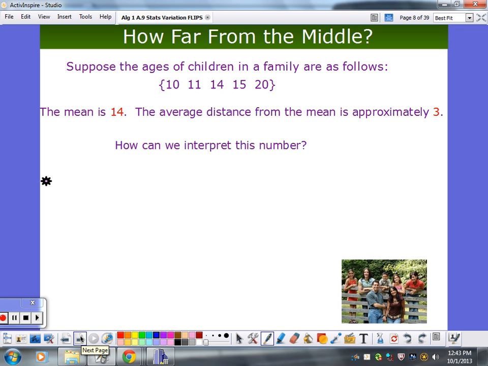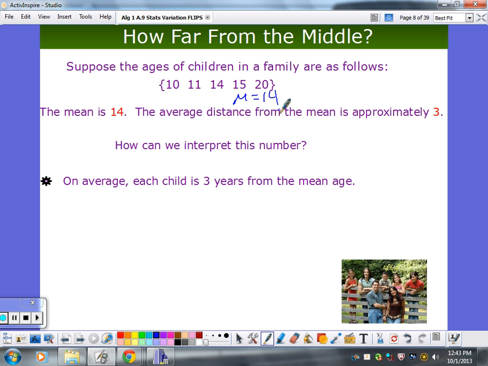How do we interpret this number? On average, each child is 3 years from the mean age. If my mean is 14, on average, each child, now is each child 3 years away? No. But the average age from that mean is 3. And we're going to talk about it when we come back from lunch, what we mean by that, why that might be. So on average, each child is 3 years away from the mean. Now let's think about what that's telling us. So each child, 3 is 3 away.